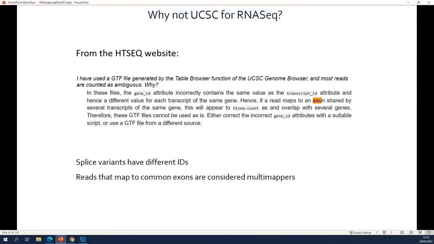While on the other hand, in UCSC, the different transcripts that belong to the same gene will have a different ID. What is the downside for that? Well, they will be seen as multi-mappers. So if a read maps to a part that is common to different splice variants, so the different splice variants of the same gene, they have parts that are specific, but they will also have parts that are common. So if a read maps to one of these common parts, it will be seen as a multi-mapper and it will be thrown out. And that's also an issue. So second reason why you go for Ensembl or GENCODE.